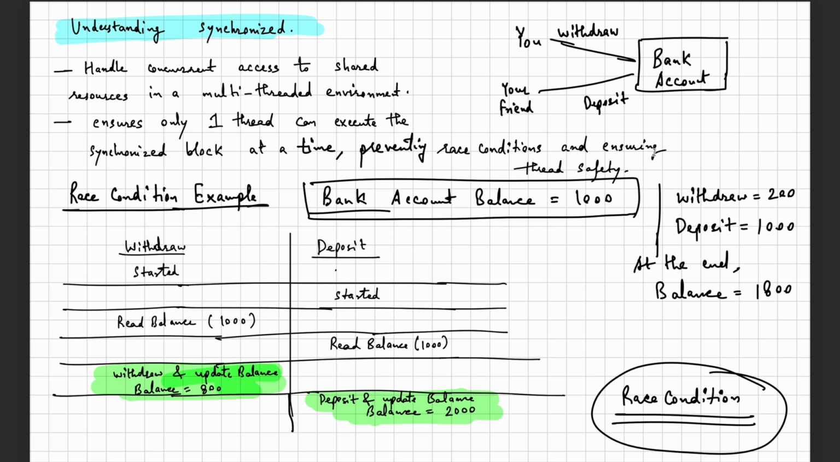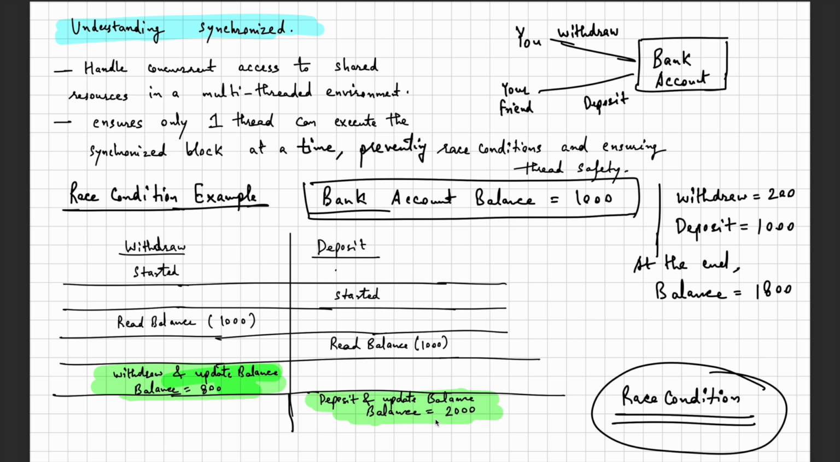Now the withdraw thread has already read the balance as 1000, and the deposit thread has also read the balance as 1000. Once you withdraw 200, how much balance would be reflected? It would be 800. And since the deposit thread has already read the balance, when it wants to deposit, it would use the read balance, for example 1000 plus 1000, which would be 2000.